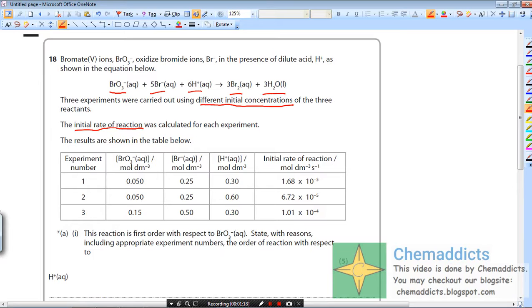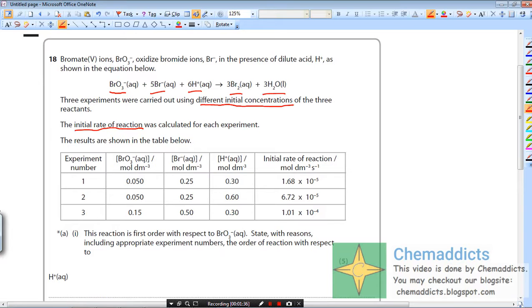So this is the experiment number 1, 2, 3. This is bromate(V), and this is bromide. This is the concentration of bromate(V), and this is the concentration of bromide. This is the concentration for H plus ion, and this is the initial rate.